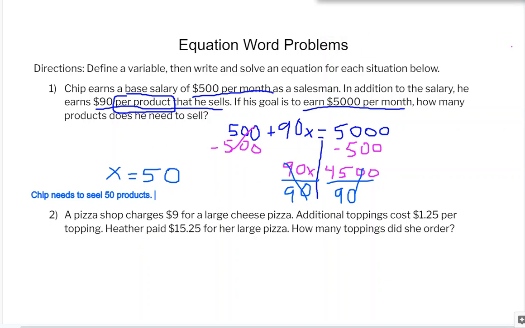When you solve these, you have to figure out where your variable is going to go, and then you set up your equation and go ahead and solve your equation. Okay. All right, so let's do number 2.